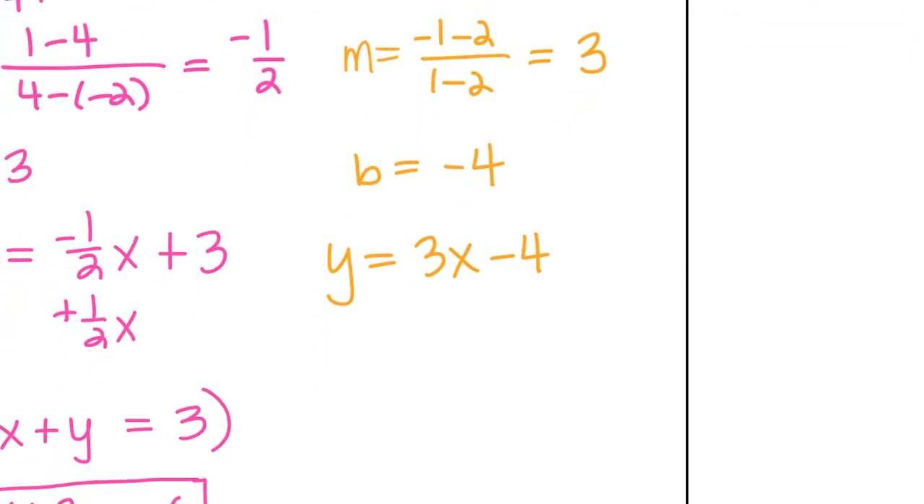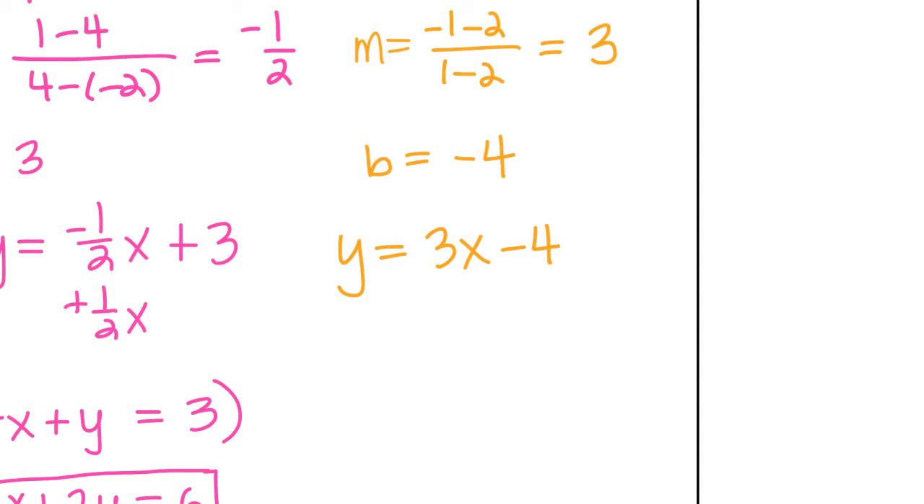So that means that I need to move the 3x over to the other side. So let's subtract 3x, subtract 3x. That gives me negative 3x, positive y is equal to negative 4.